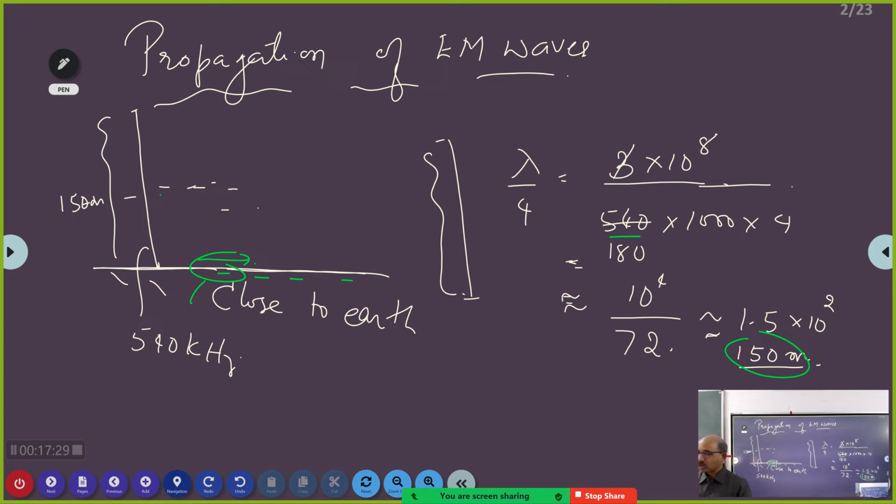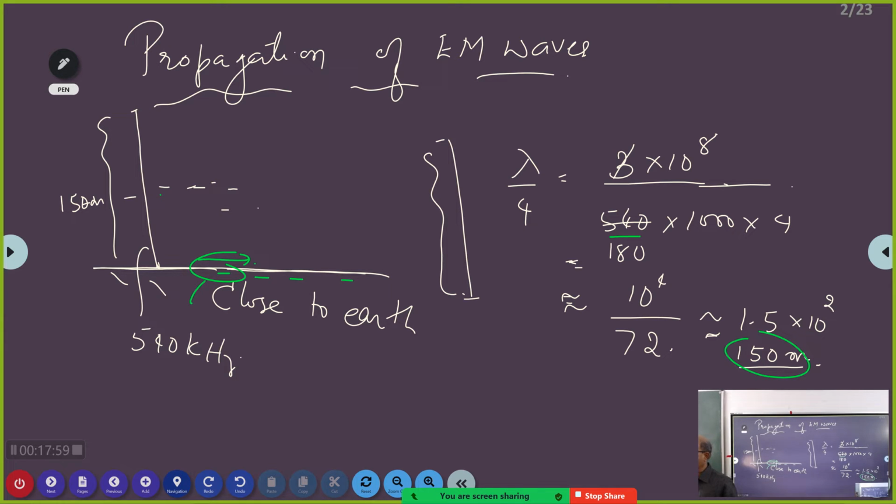Done. Okay. So now, when your carrier frequency is between 3 to 30 megahertz, ground wave is not possible, sky wave is possible. Above 30 megahertz, even ground wave and sky wave are not possible. We have to only go for space wave propagation. Simple. Right.